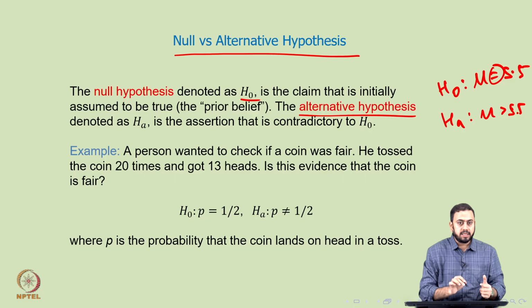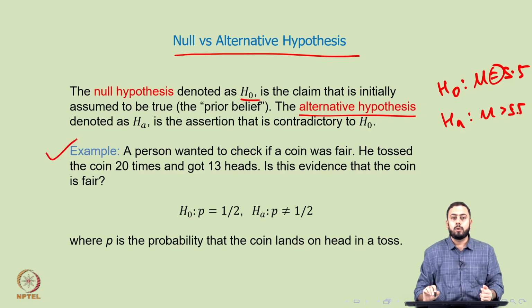Another example. Let's say a person wanted to check if a coin was fair. Very simple example. He tossed the coin 20 times and got 13 heads. Now the question is, is this evidence that the coin is fair? The idea here revolves not around some average or variance, but a proportion. If you're tossing a coin 20 times and getting 13 heads, is this fair enough evidence that the coin is fair?